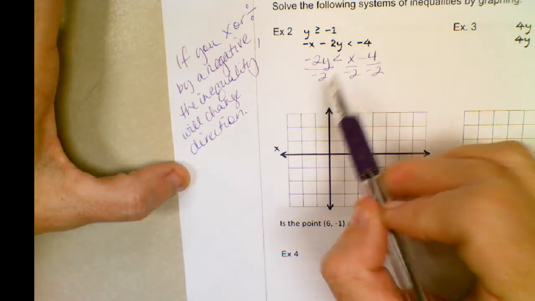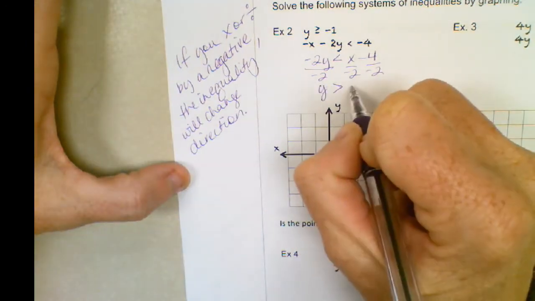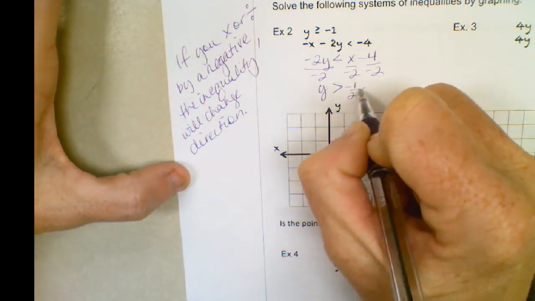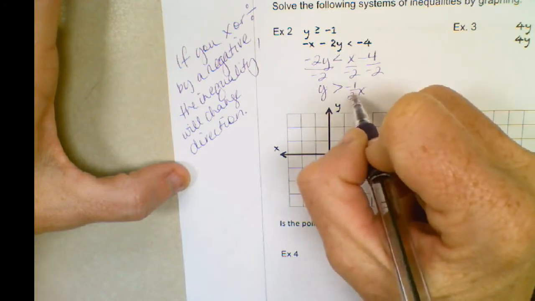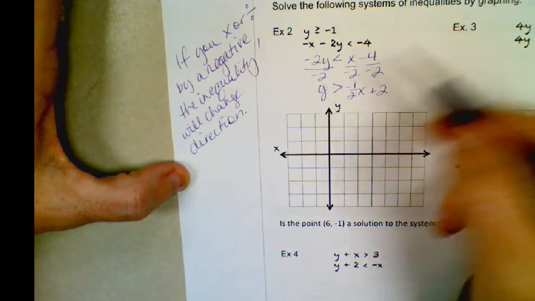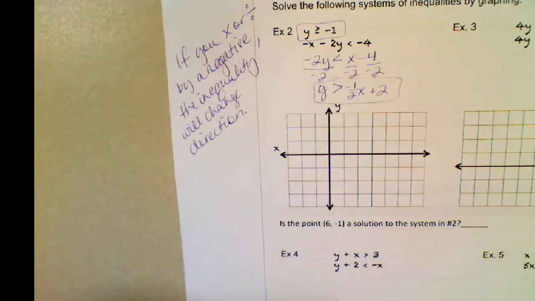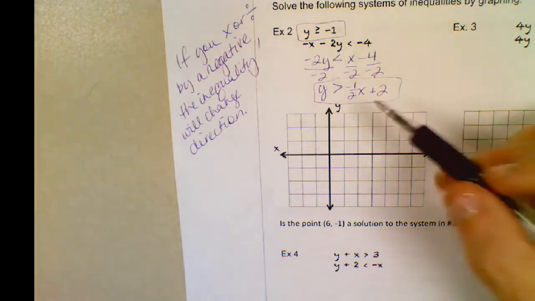Since that's negative 2, that is going to flip my inequality, and I would get negative 1/2 x. X divided by negative 2 is the equivalent of negative 1/2 x. Negative divided by a negative is a positive 2. So now I've got two inequalities to graph on the same coordinate plane. So let's do the first one.